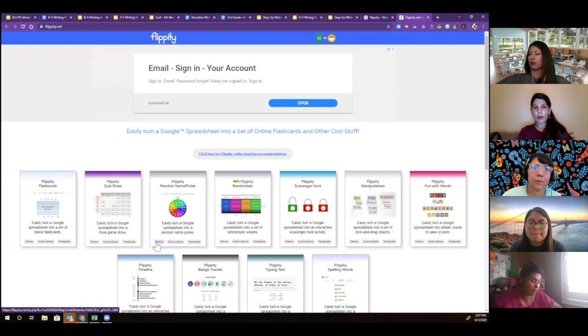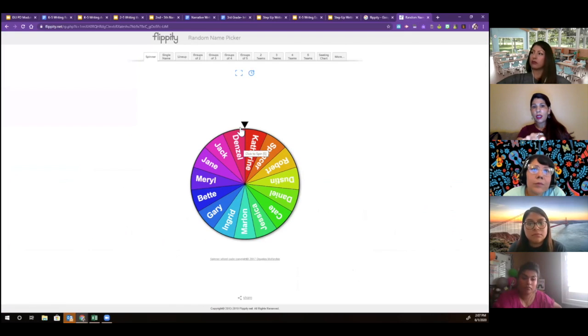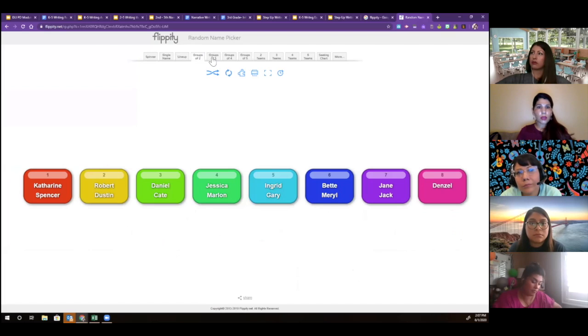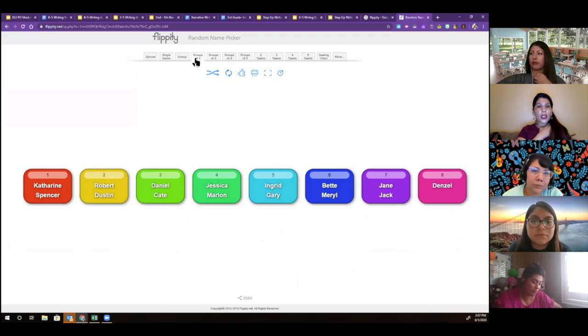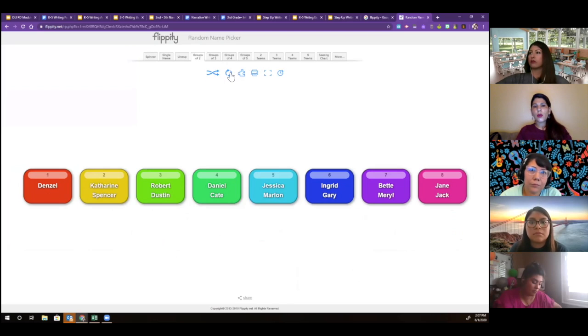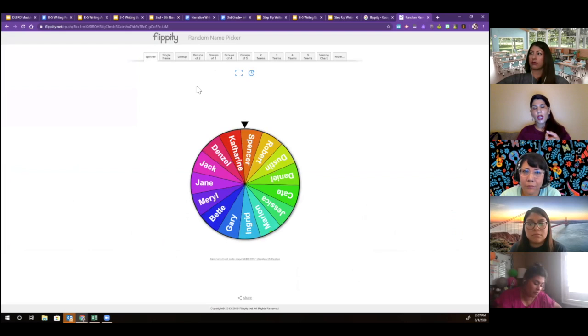We can send this information right here. What Flippity does, you can do spinners, groups of 2, groups of 2, right? That would be the one that we would need here. And then that's the way they would do it. Again, very, very simple, and you can modify it as you go if you lose kids or if you have new kids. This is a really, really cool tool that you can use for that purpose.